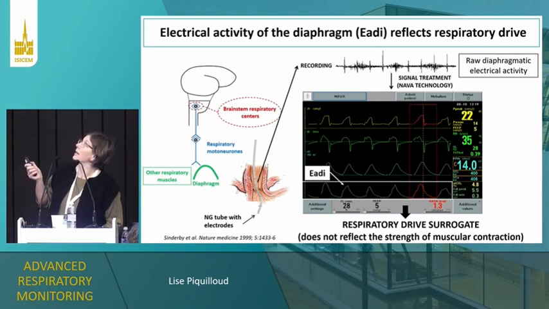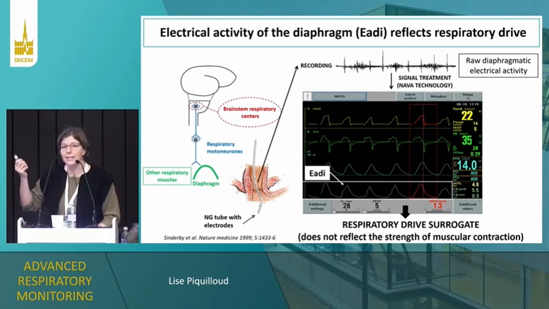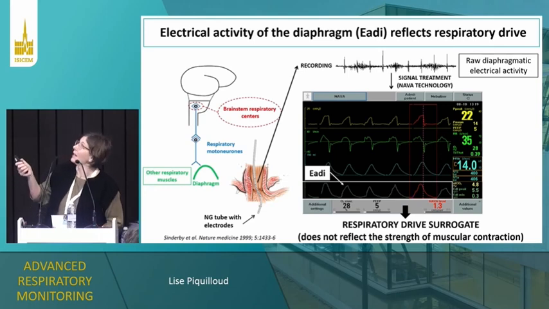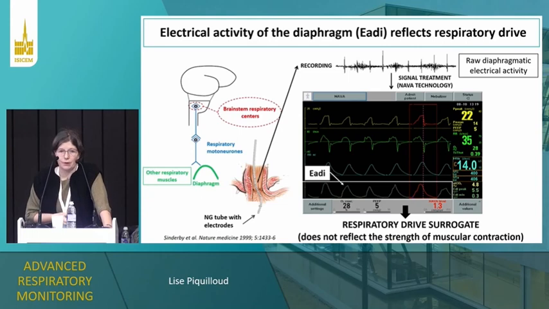We obtain here the raw signal of the electrical activity of the diaphragm and the ECG, because the heart is not so far. Then after some signal treatment, we obtain here what is related to the electrical activity of the diaphragm that is displayed on the ventilator screen. Because it's linked here, it's a reliable evaluation of the respiratory drive.